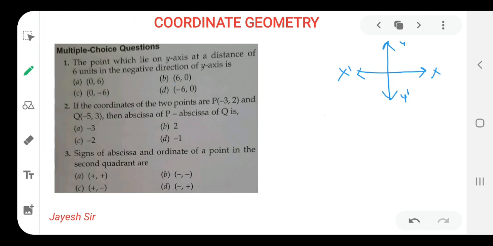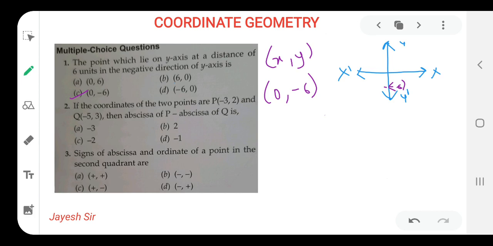What is to be said? The point which lies on the y-axis, that means it is lying on the y-axis somewhere. That means the x coordinate should be 0. I am writing x comma y for myself so that I don't make a mistake. The x coordinate is 0, at a distance of 6 units in the negative direction. That means somewhere over here it would be minus 6. So it would be over here, and the coordinate would be 0, minus 6. That was the only question that has been asked. So the coordinate for the question given is 0, minus 6. So option C is the correct option. I hope you all might be getting it.